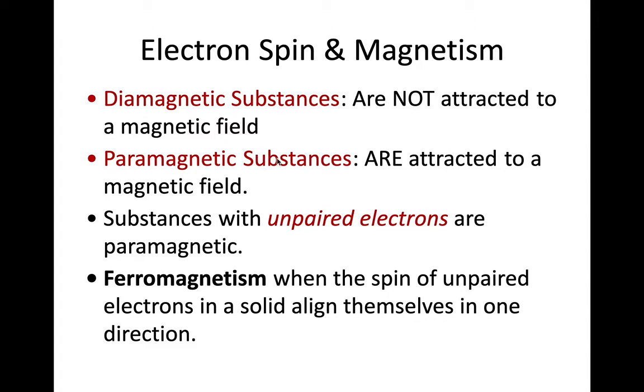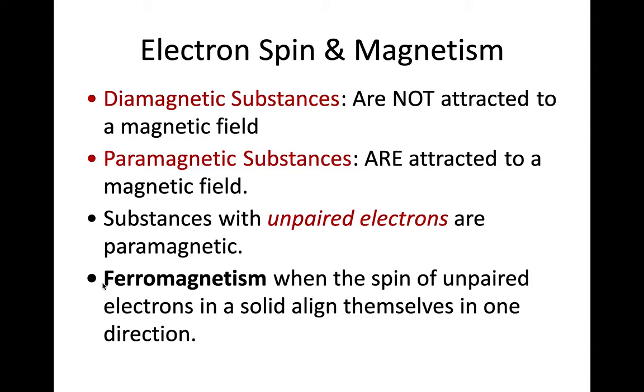Paramagnetic substances are ones that are attracted to a magnetic field. These are substances that do have unpaired electrons. So maybe an atom that had a 2p3 in its electron configuration. It would have 3 unpaired electrons. 3 singly filled orbitals, each has 1 electron in it, 1 arrow pointing up. All those are unpaired. There's nothing to balance out their upwards spin, and so they are attracted to a magnetic field.